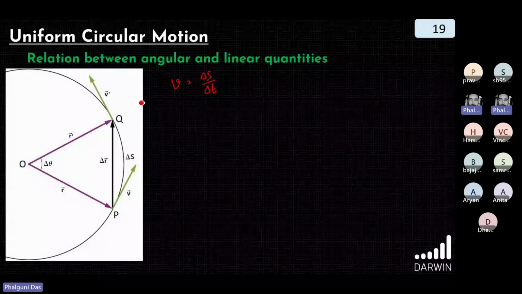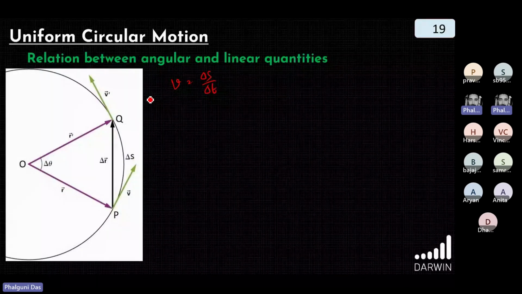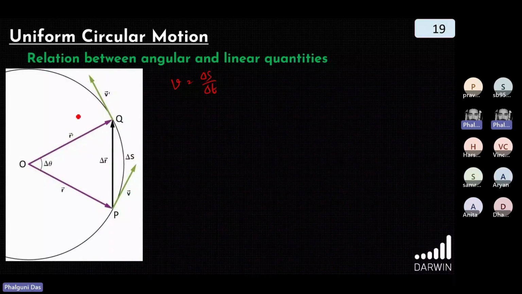But in a similar way, we can define an angular speed. Angular speed means how much angle it's covering in unit time. The linear speed is how much distance it's covering in unit time. Angular speed is how much angle it's covering in unit time. So it covers an angle of delta theta in time delta t to move from P to Q. So angular speed is usually defined as omega. So omega is the change in angle in unit time.